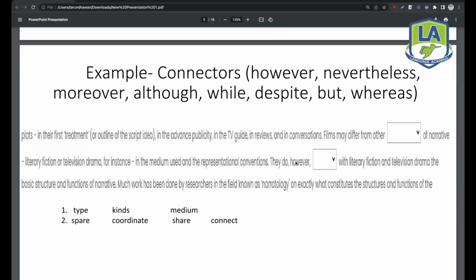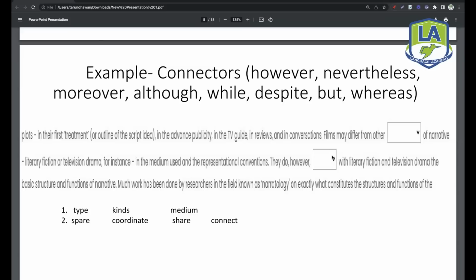So however means whatever we said in the previous sentence, we have to go opposite to this sentence. That's what is meant by justifying the connectors. So if the previous sentence was positive, this one has to be negative. So basically whatever the previous sentence said, we have to say the opposite of that. The previous sentence said that films may differ from other things. So, however, they do something same should be our answer.